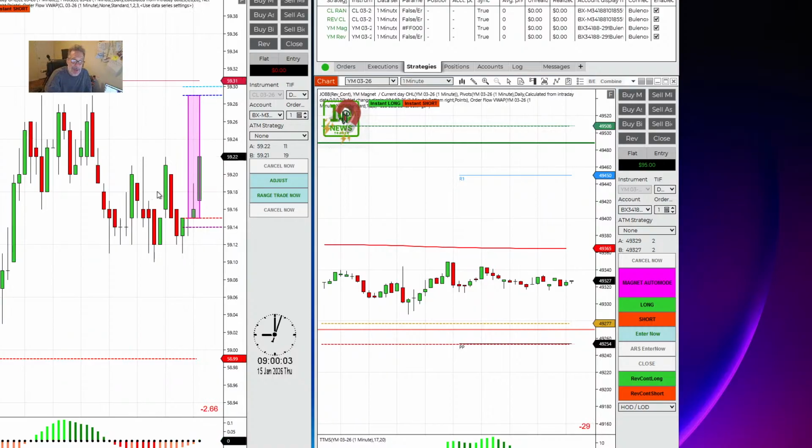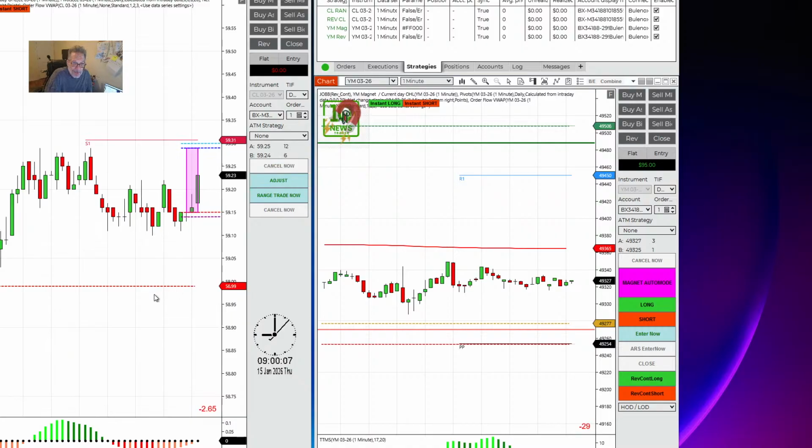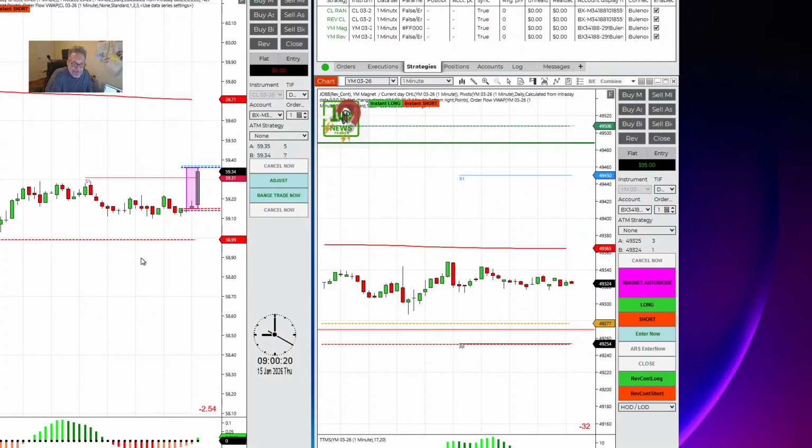Big burst up. I don't know if I'm going to trade it with this big of a range. It's a pretty big range. It's a 16 tick range. I'd like to see, our orders are going to go on the chart. We're probably going to get a long fill. So we need it to follow through if that's the case.